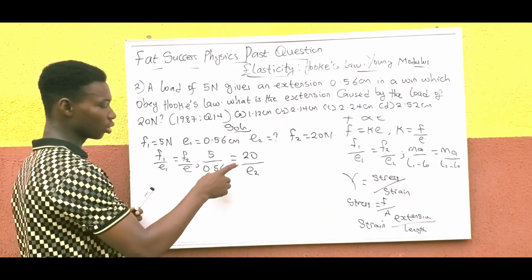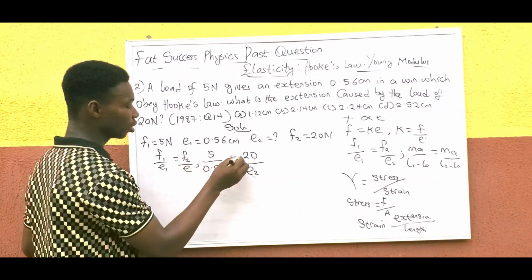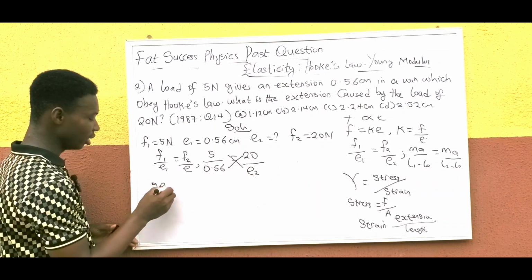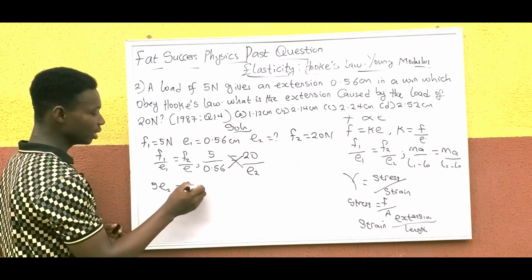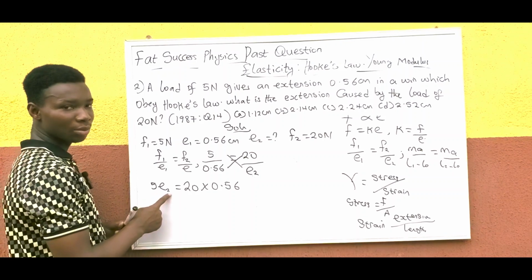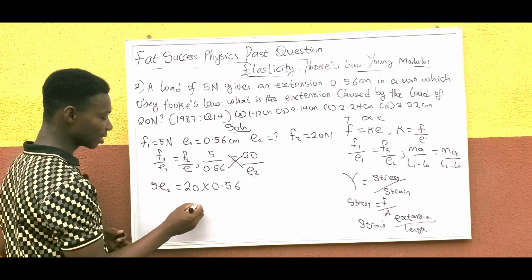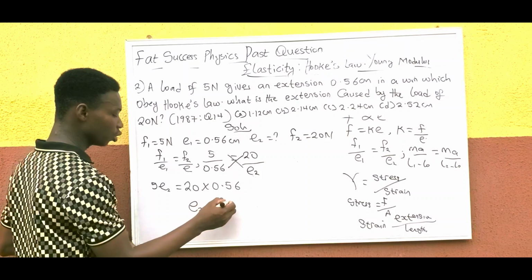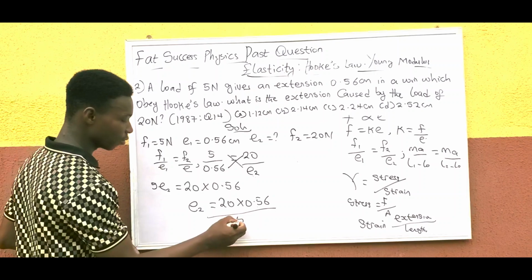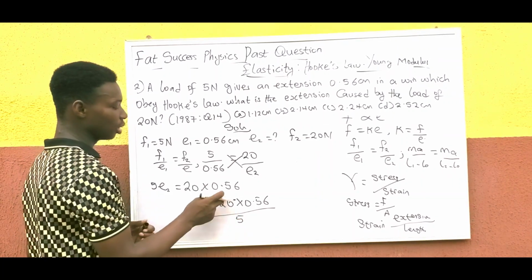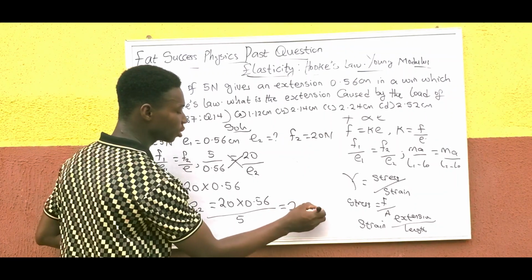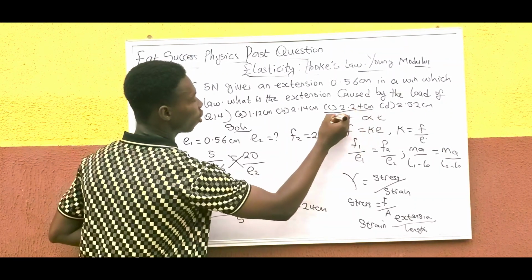So from here, don't forget to make E the subject of the formula by doing what? Cross multiply. So we are going to have 5 E2 equals 20 times 0.56. So make E2 the subject of the formula. When you divide both sides by 5, you have E2 equals 20 times 0.56 all over 5. When you multiply everything together, you have your final answer as 2.24 centimeter. Option C is the correct answer.